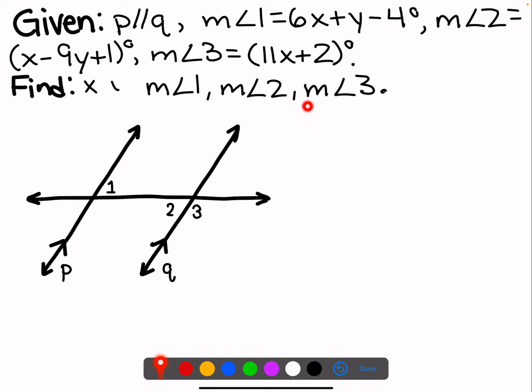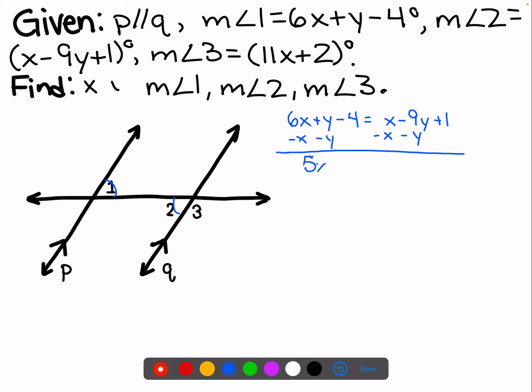So to get started on this, there is quite a bit of work that we need to do. But the first thing I'm going to do is see the angle relationship between angle 1 and angle 2. And I notice that they're alternate interior angles, so those are congruent. So I can automatically say 6x plus y minus 4 is equal to x minus 9y plus 1. Now, I can subtract a y from both sides, right? And I can subtract an x from both sides. And this will give me 5x minus 4 equals negative 10y plus 1.